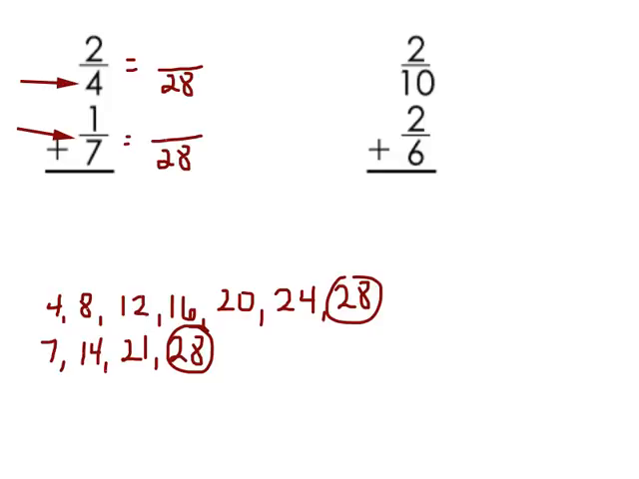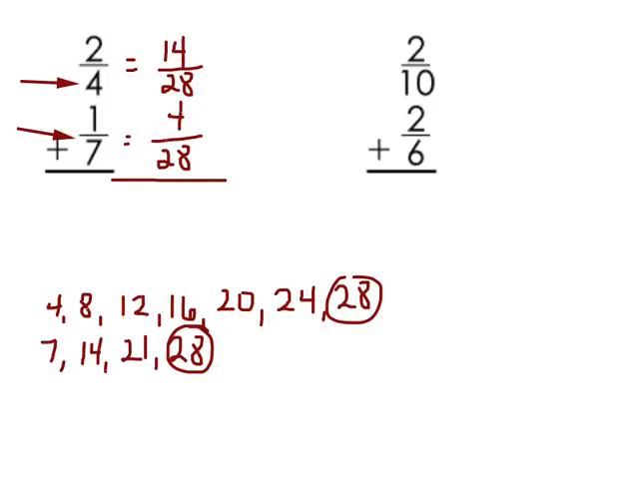And I ask myself, 4 times what is 28? Well, I know that that's 7. So 2 times 7 is 14. So I'm saying here that 2/4 is the same thing as 14/28, and it is. Now, 7 times what is 28? Well, that would be 4. And 1 times 4 is 4.